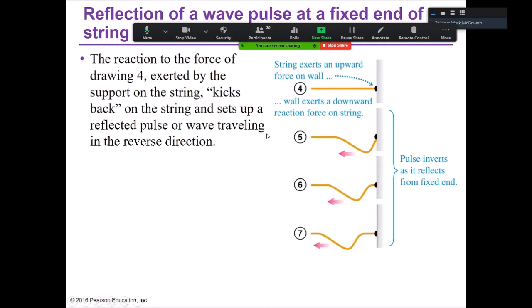And so that pulse gets inverted. The amplitude, which normally was above the string, is now going to be below it, and then it will continue to the left as it moves. So this is for fixed ends. What happens is, and this is what this is mathematically, a 180-degree phase shift.